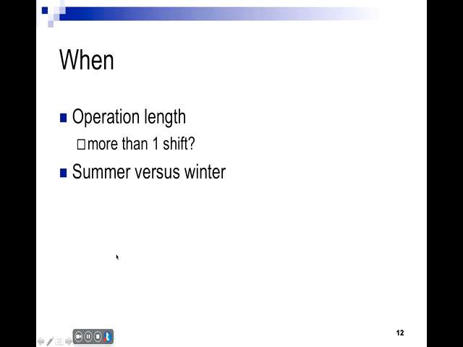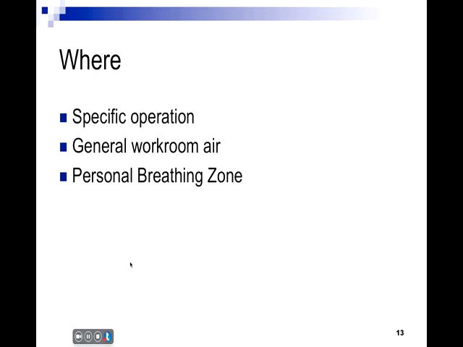When? Do you want to just do one shift? Do you want to sample for longer than a shift? Are you more concerned about summertime conditions because of volatility, or winter? So there are some questions there on when to sample. Where? You may sample at a specific operation. You may want to get a representative sample in a general workroom, so you could sample in different parts of the facility. Or you may be really concerned about what the worker himself is exposed to, and so you would do a personal breathing zone sample where you would attach some type of air collection device on their lapel, and you could then determine the concentration of contaminant in the air that they would actually be breathing.